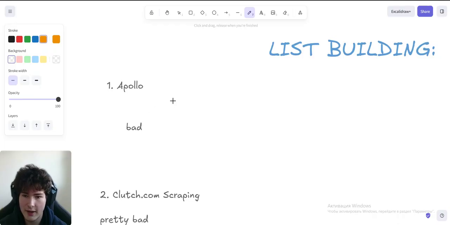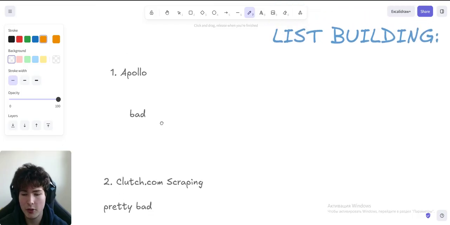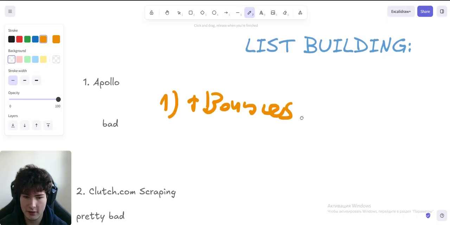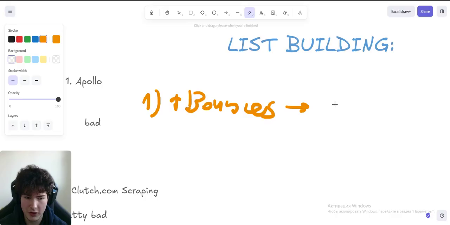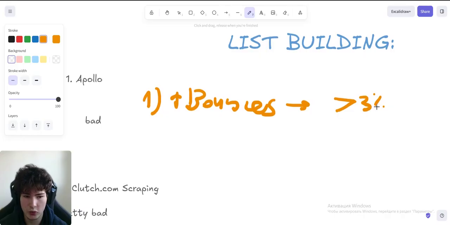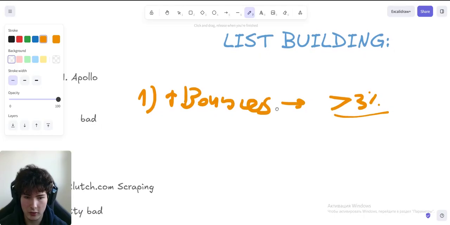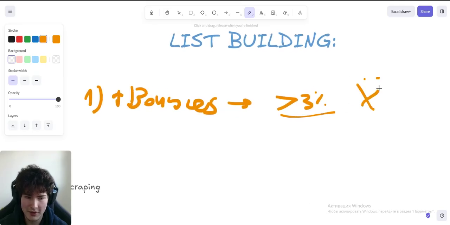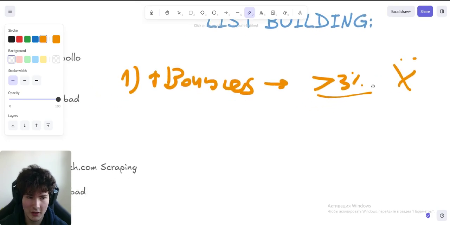Essentially, everyone who uses Apollo right now is just not updated with current trends, what actually works in 2026. I'm not saying you can't make Apollo work. I'm just saying there are better ways, which I'm going to explain here. The problem with Apollo is, first, high bounces, and high bounces means more than 3%. When you constantly send with more than 3% bounces, your inboxes just die. It's basically the dead skull emoji.